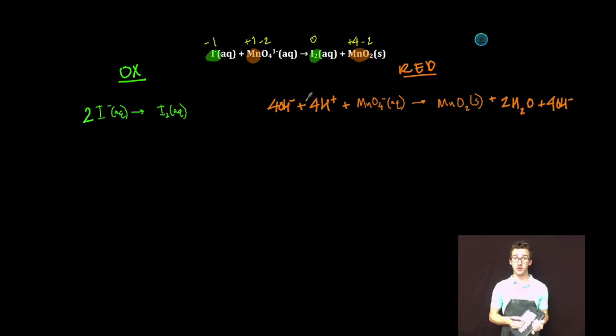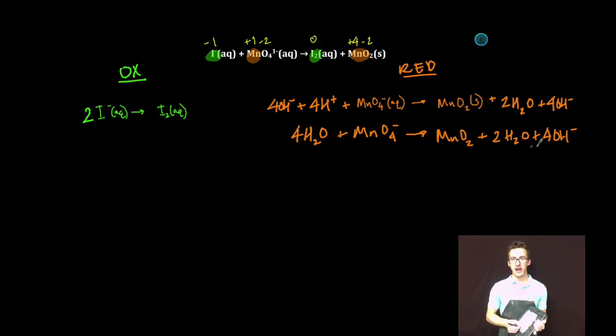So what does that do for us? Well, the 4 hydroxide and 4 hydrogen ion will form 4 waters, and we'll be left with a reaction occurring in a basic solution. Okay, now we need to balance for charge. Now remember, this time I left the electrons out originally. Here's where we're going to add them back in.